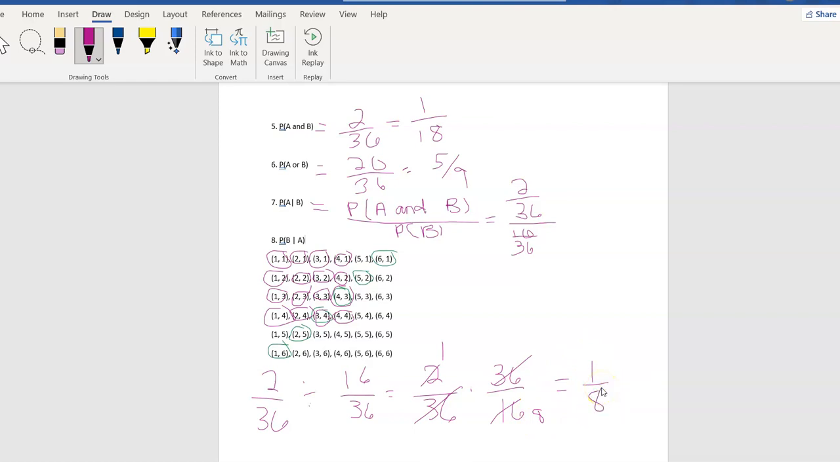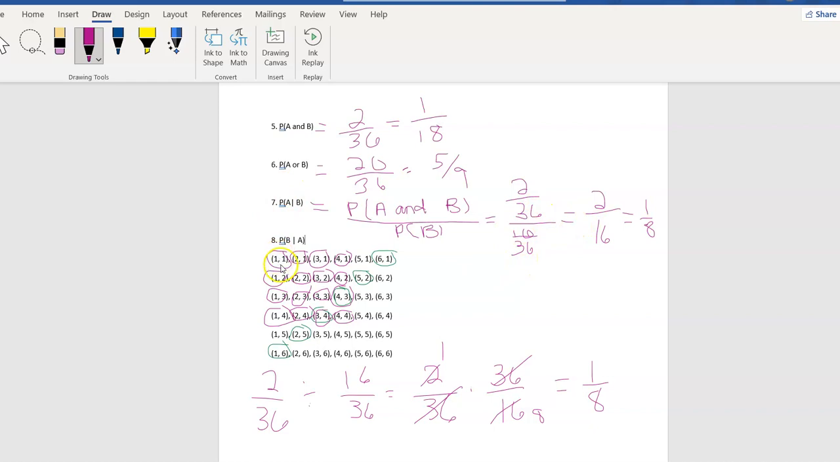Now the shortcut is up here, if we notice these two denominators are the same, then we can just think of them as canceling out ahead of time, and we get 2 over 16, which reduces to 1 over 8. So it's a good idea to keep the non-reduced fractions when you go to these steps and save yourself a little time with the shortcut.